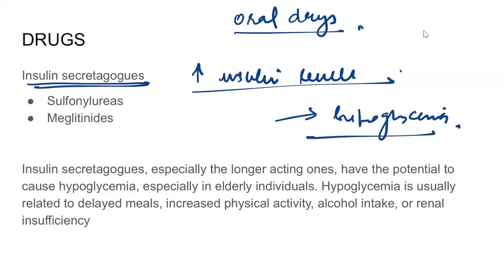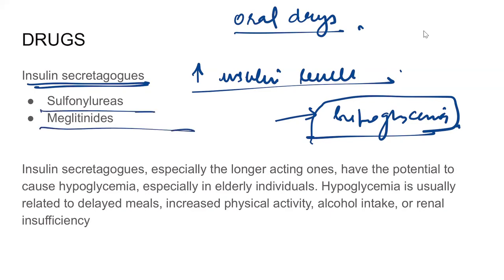So these are the only OHAs which can lead to hypoglycemia. Otherwise, the rest of the OHAs don't lead to hypoglycemia. They just reduce blood sugar level, but they don't do it below the level of 70. Clear? We have two classes in this group, that is sulfonylureas and meglitinides. Clear?